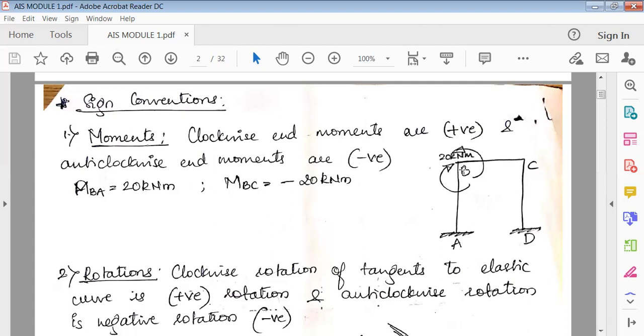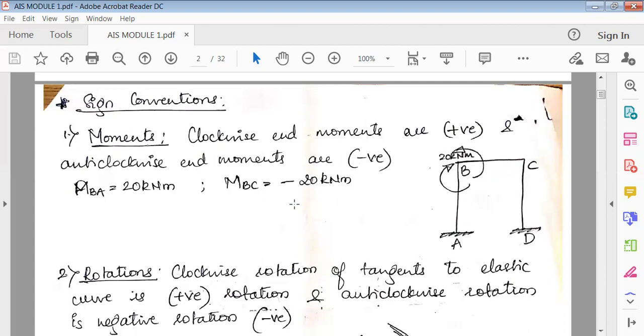Likewise, now MBC, moment at B to C. The moment starts at the B end to C. That's why we've written it as the moment starts at B, ends at C. So the first letter is B followed by C. Now if I check this arrow, it is anti-clockwise. Because it is anti-clockwise, according to the sign conventions, it would be minus 20 kilonewton meter.